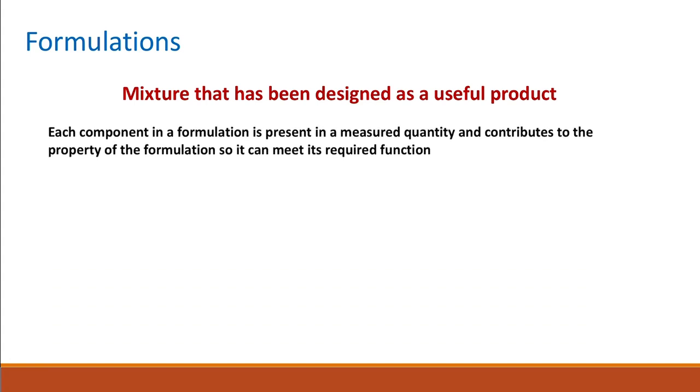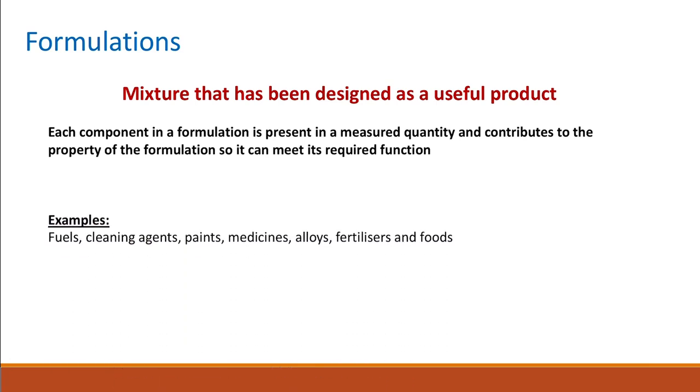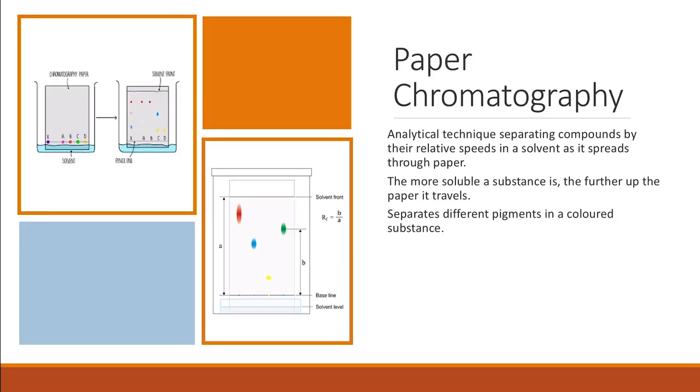Formulation is a specific type of mixture that has been designed as a useful product. So each component in a formulation is present in a measured quantity and it will contribute to the property of the formulation so it can meet its required function. Some examples of formulations are fuel, cleaning agents, paints, medicine, and so on. All of these are formulations.